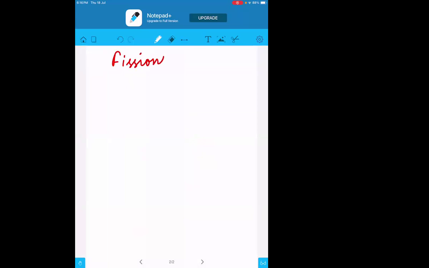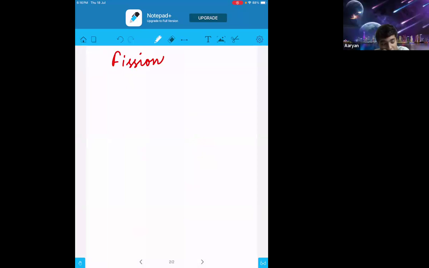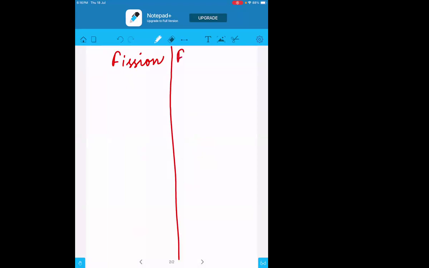Ma'am, in boards, if we write it in point wise, is it okay? You should write only point wise in the board exam, Aryan. Paragraphs are not acceptable. If I am the evaluator, I will not be going through your paragraphs. I'll be just going to the points.